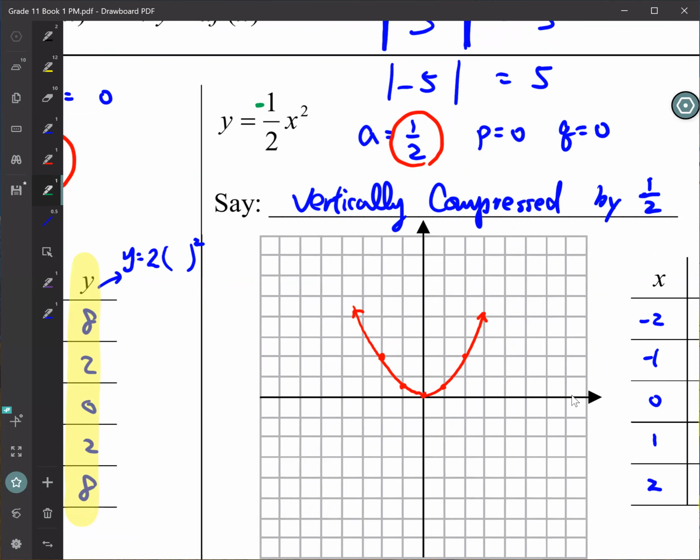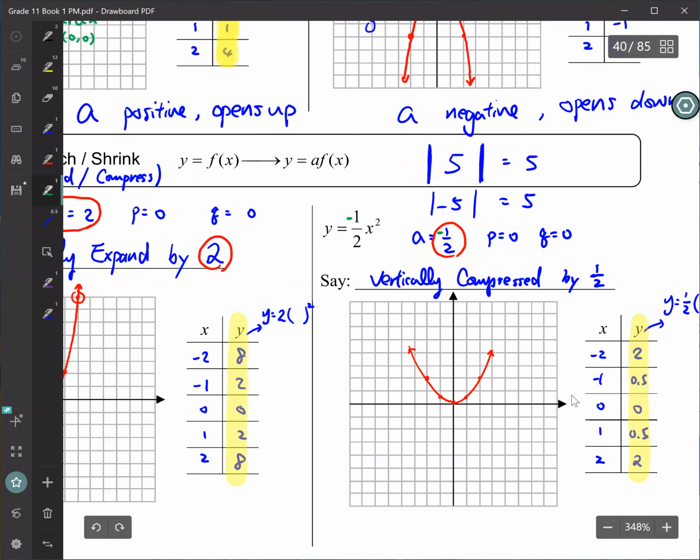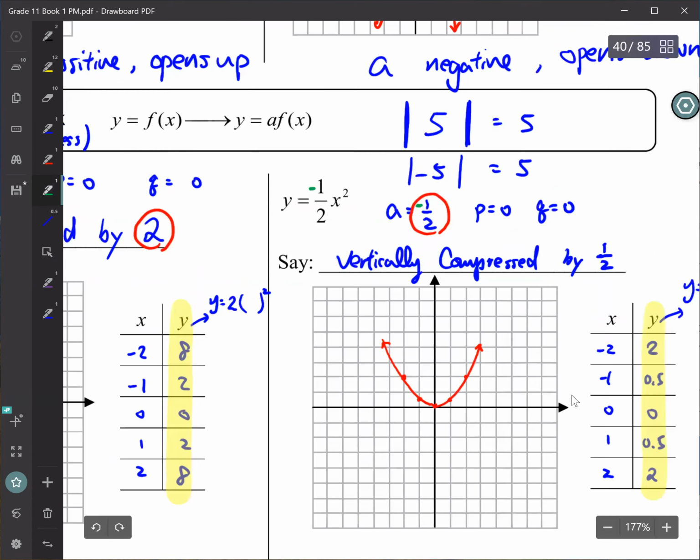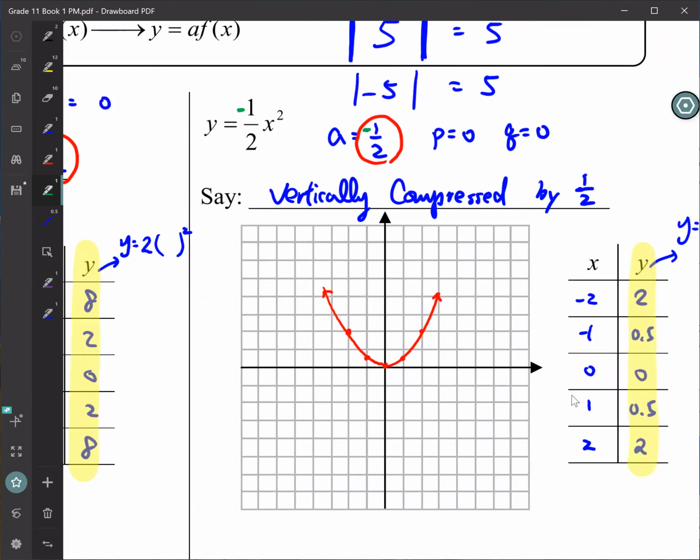So A is negative half. Remember, negative just makes the whole graph open down. But if it's a negative half, it will still be compressed, okay? But then it will be compressed going downwards, right? So let me separate the graph. I'll erase the green one.